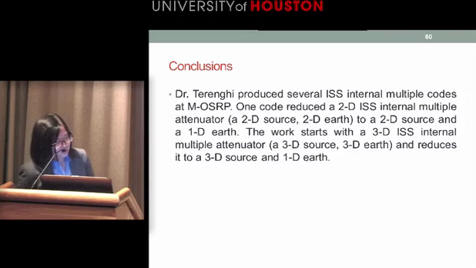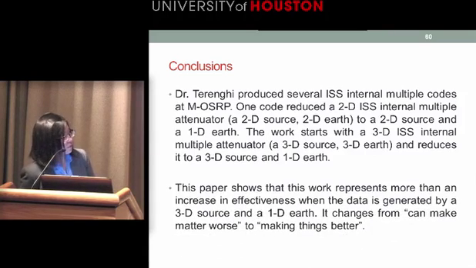The paper shows that this work represents more than an increase in effectiveness when the data is generated by a 3D source and a 1D Earth. It changes from can make it worse to make it better.